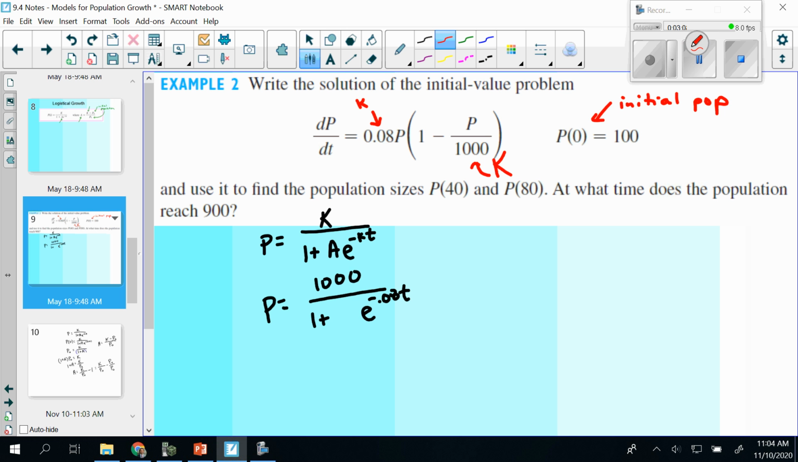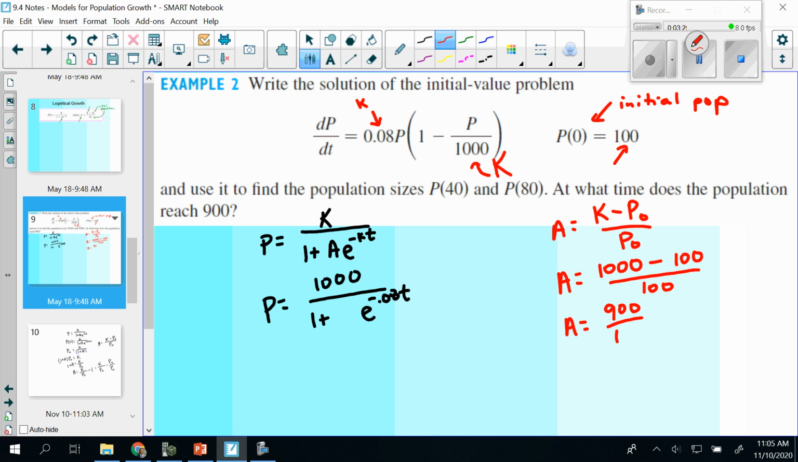So going back to this problem, what's our A going to be? It's going to be our carrying capacity minus P of 0 over P of 0, where our carrying capacity is 1,000 and our initial population, that's what we have here, is 100, over 100. That's 900 over 100, which simplifies to 9. And so in our equation here, this would be 9.